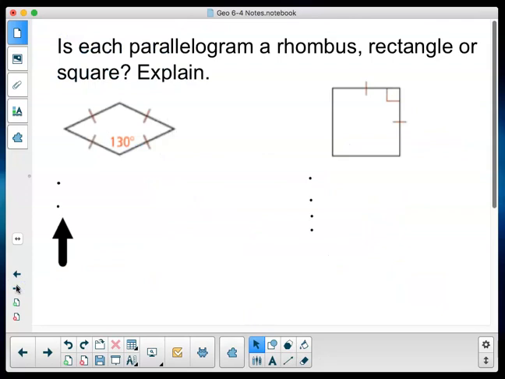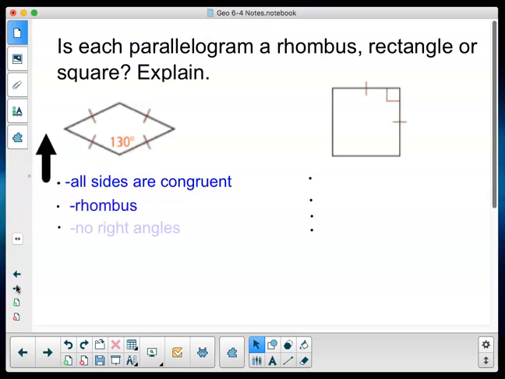Now, is each parallelogram a rhombus, rectangle, or square? Explain. Well, I see this first one here. My sides are all the same. All sides are congruent, and I do not have 90-degree angles, so it must be a rhombus, because there are no right angles. So keep that in mind.